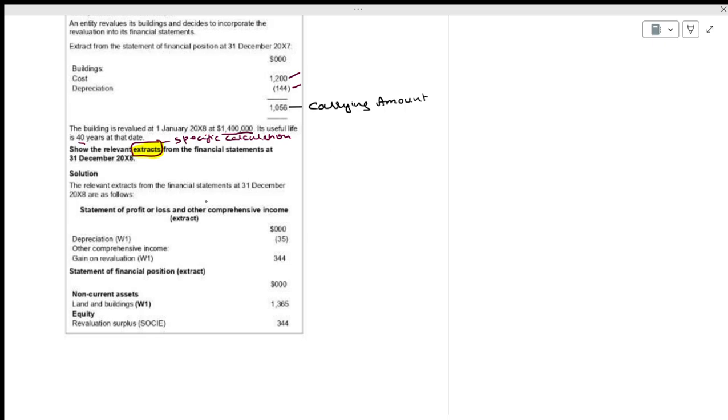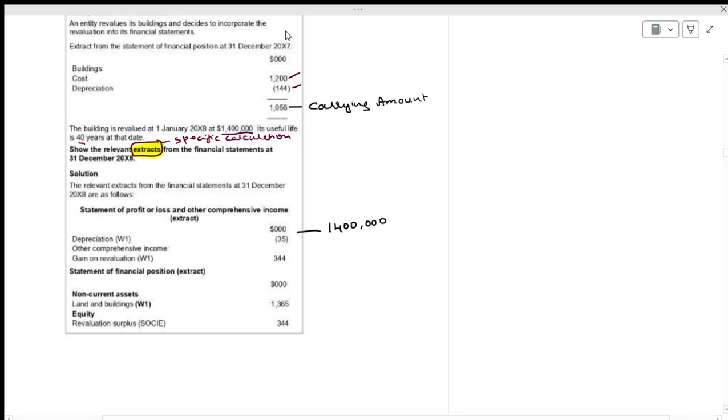Now, when they are doing the revaluation, what is the rule? The rule says that we have to calculate depreciation on the revalued amount. They have mentioned a carrying amount of 1056, but the revaluation amount is 1400. Is it right? I have 1400 in thousands.